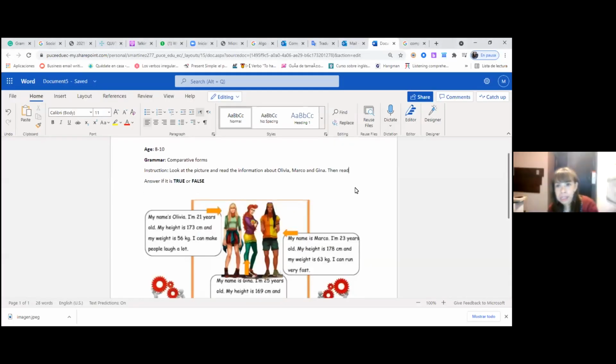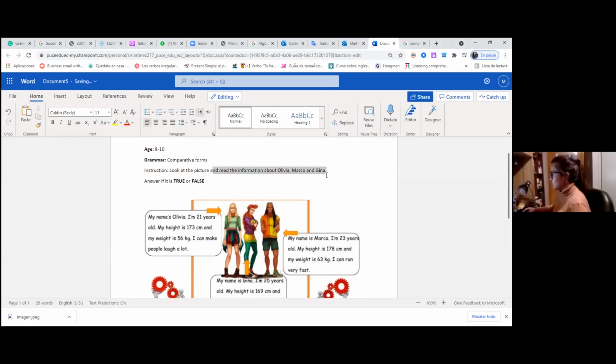They have to read the sentences and then answer if it is true or false. Ya decimos, I read the information about Olivia, Marco and Gina. A menos que borremos eso. Solamente answer, look at the picture specifically, y le borró esto, and then read the sentences. No le borres porque sí tienen que leer la información de las burbujitas que tiene.